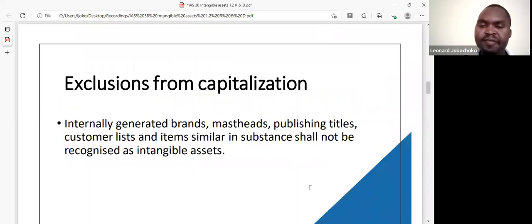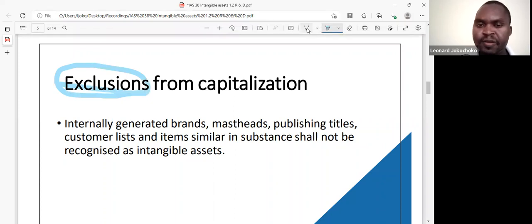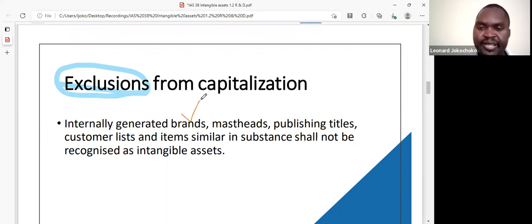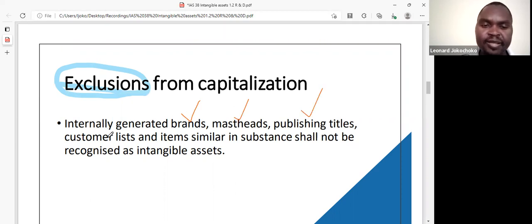But before we discuss those 6 features, it's important to remember that there are certain types of internally generated intangible assets you are not allowed to capitalize. They are specifically excluded in the standard IAS 38. Good examples include internally generated brands, internally generated mastheads, internally generated publishing titles, and internally generated customer lists. All these types of internally generated items are not to be capitalized.